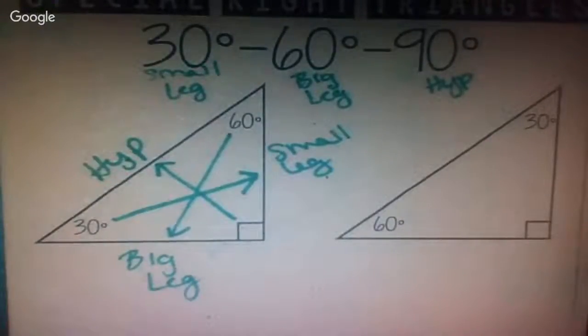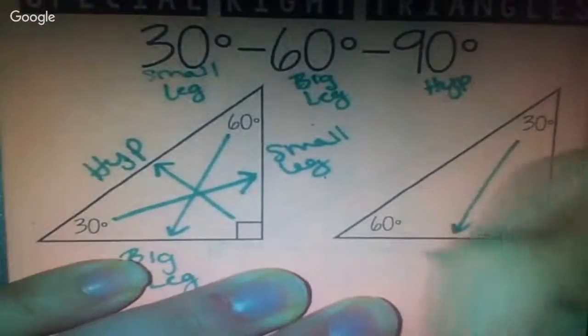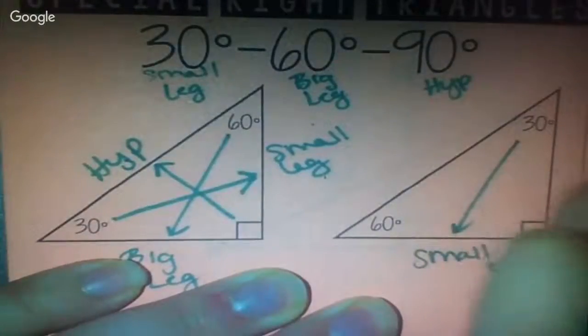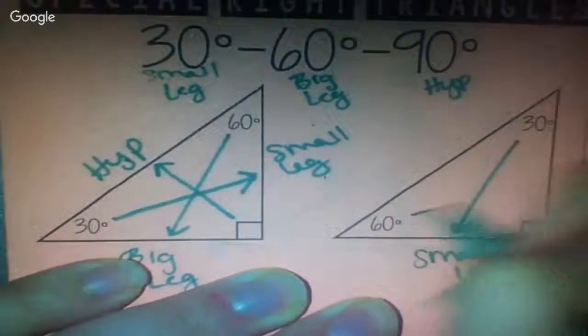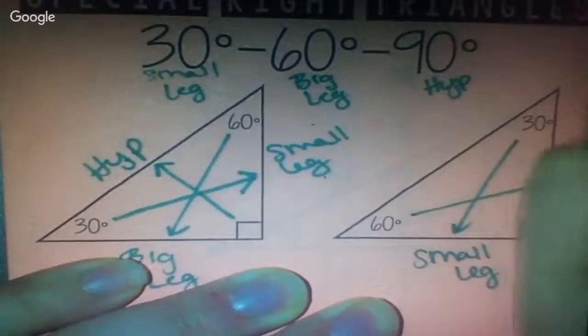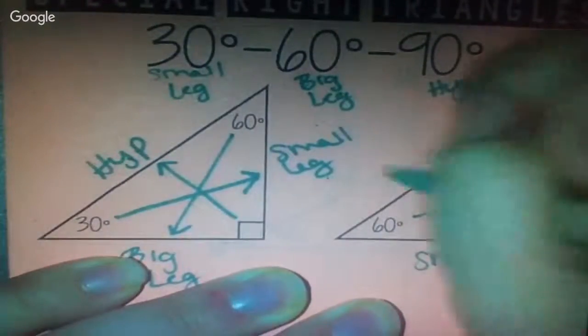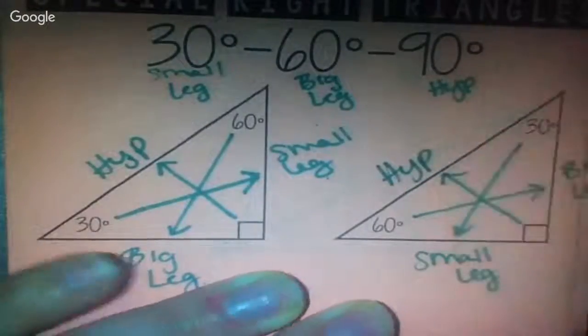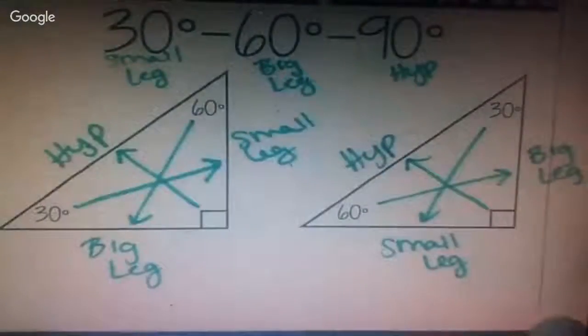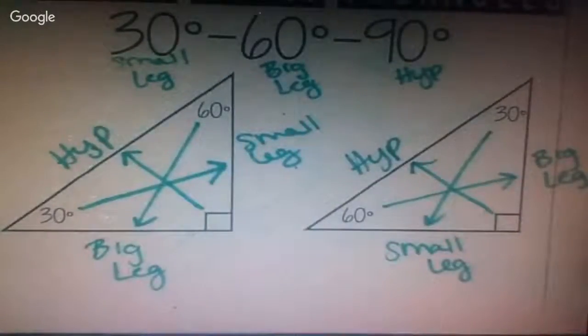Okay, so look what happens in this one. I've now switched your 30 and 60. So now this is actually my small leg. This is now my big leg. And this is now my hypotenuse. So again, depending on where they put the angles changes what legs we have.